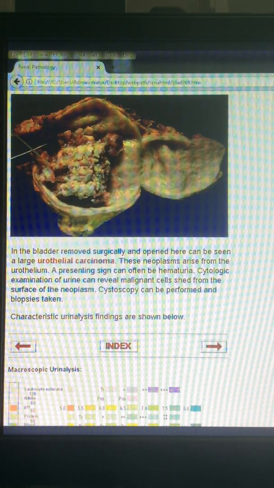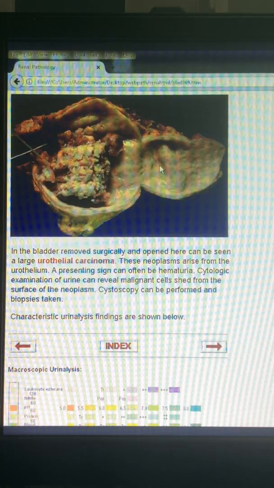Now into the neoplasm. Here we have the bladder, urinary bladder, opened from anteriorly. We can see this growth pattern of a neoplasm, and it has a papillary projection or proliferation of a neoplasm. Because the lining of the urinary bladder is urothelium, any carcinoma originating from that will be called urothelial carcinoma.